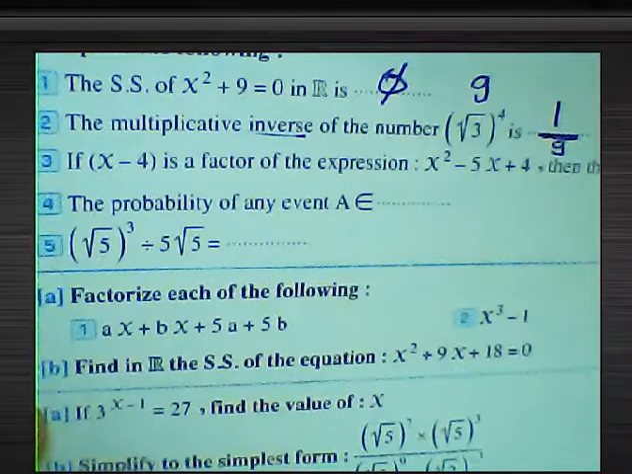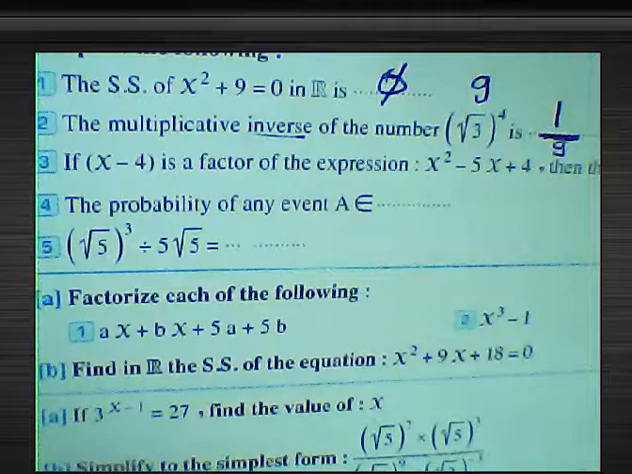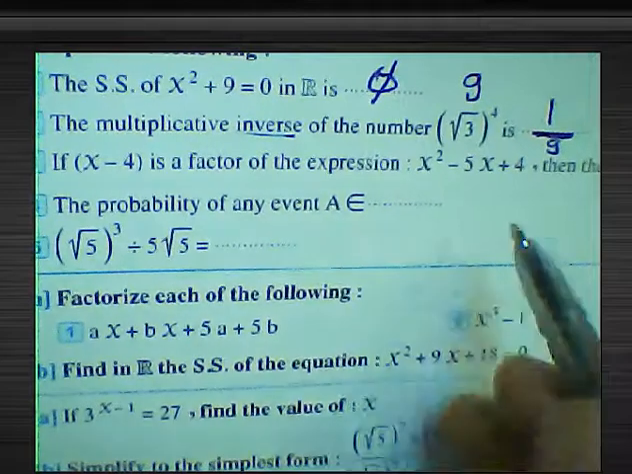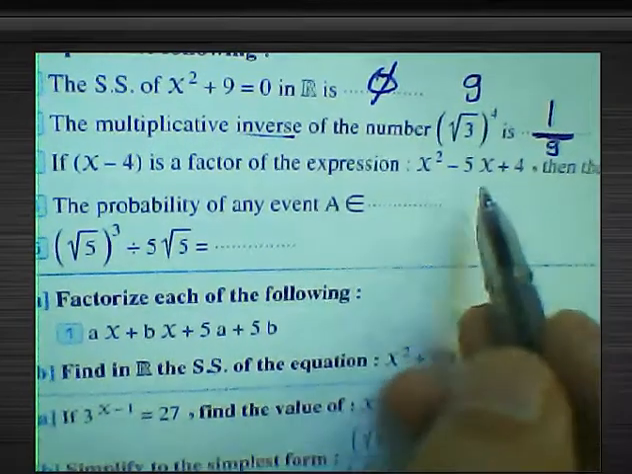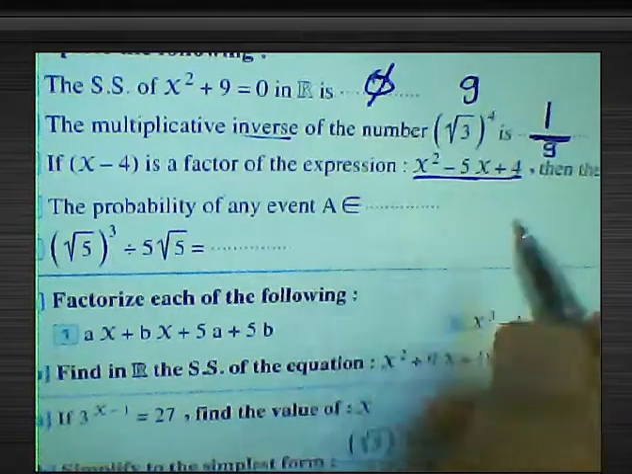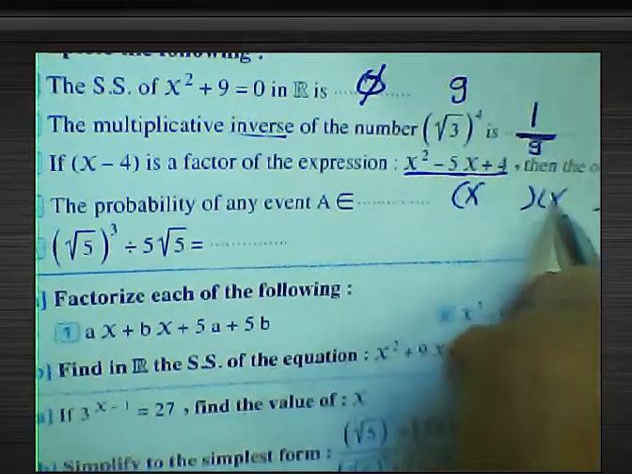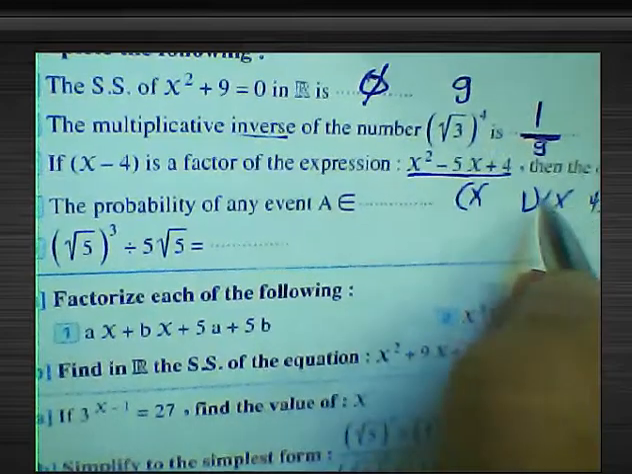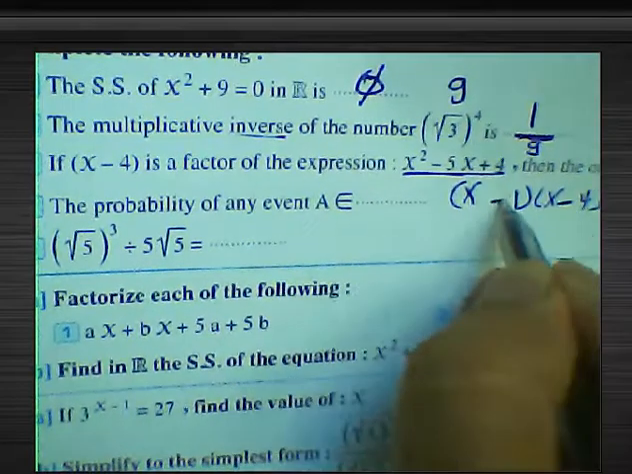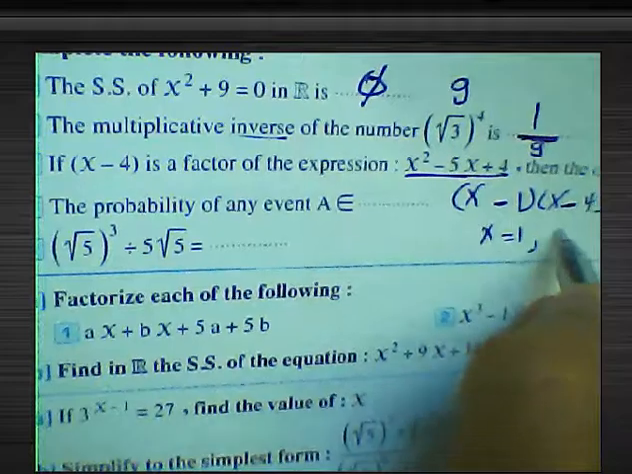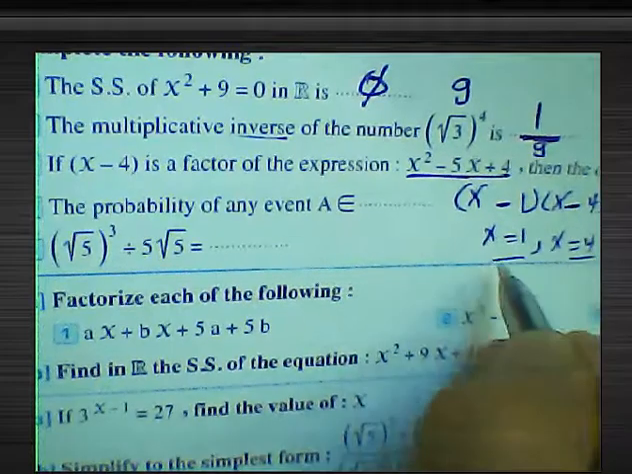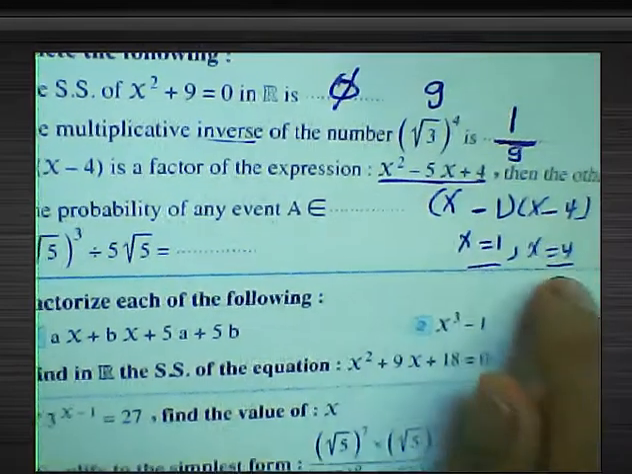Question number 3, if x subtract 4 is a factor of the expression x power 2 subtract 5x plus 4, then the other factor is? We must factorize this expression. Open 2 brackets here, x power 2 is x times x, 1 times 4 equals 4, and we must write the signs here, so the result will be x equals 1 or x equals 4.